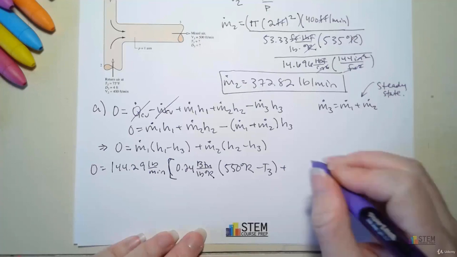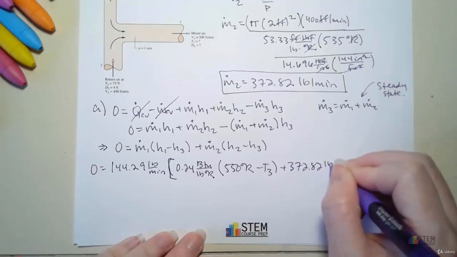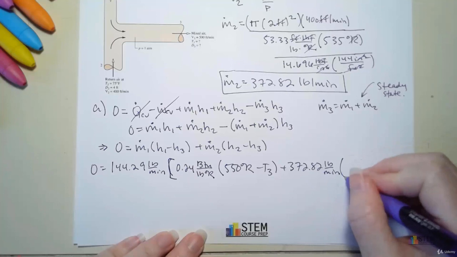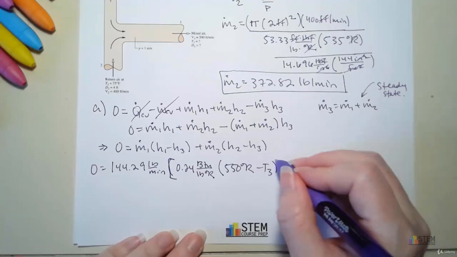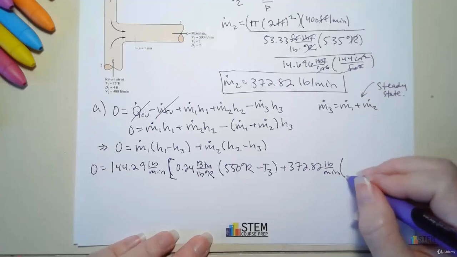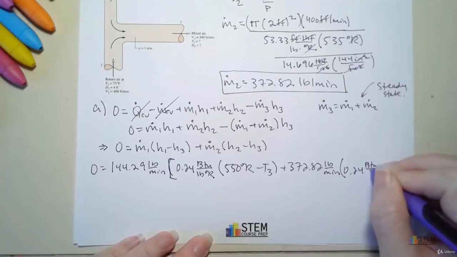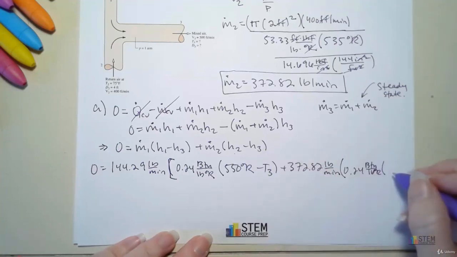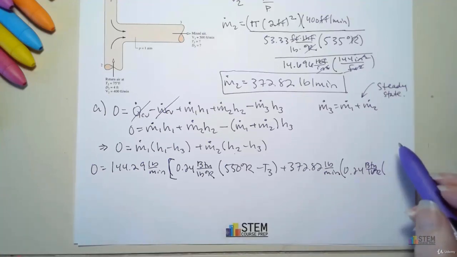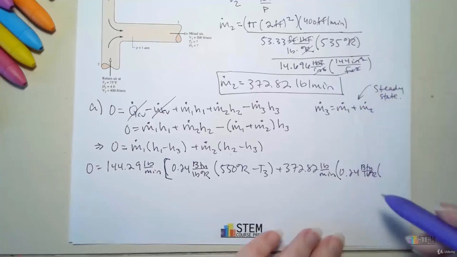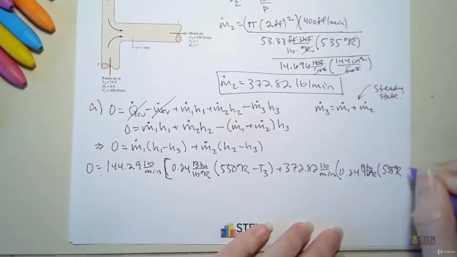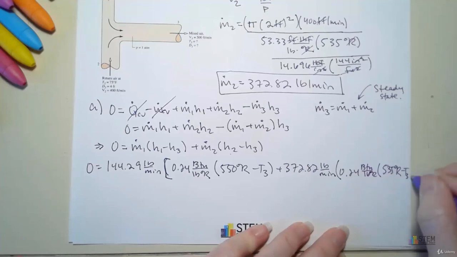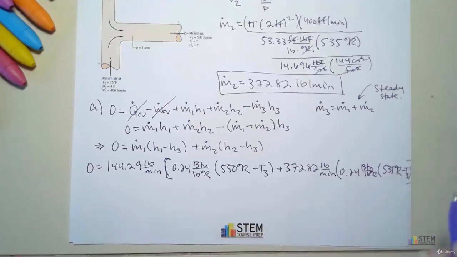And then put this term in here. So we're going to have plus 372.82, that's pounds per minute. And now, again, you'll have the CP value, so the 0.24. And now you need T2 minus T3. Okay, so T2 is the 75 degrees, and that's 535 degrees Rankine, and then T3, we don't know what that is yet. So let's just leave it as T3. Okay, so now you got that.